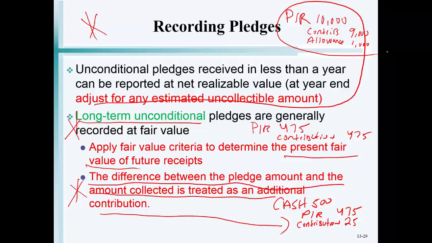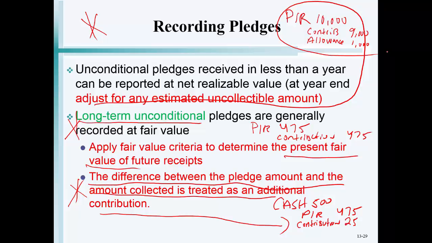I'm just going to call it allowance. $10,000, 1% is not collectible. Is it 1,000? I mean 100, right? Debit bad debt expense, how much? 100, and credit the allowance, how much? 100. How about the sale?